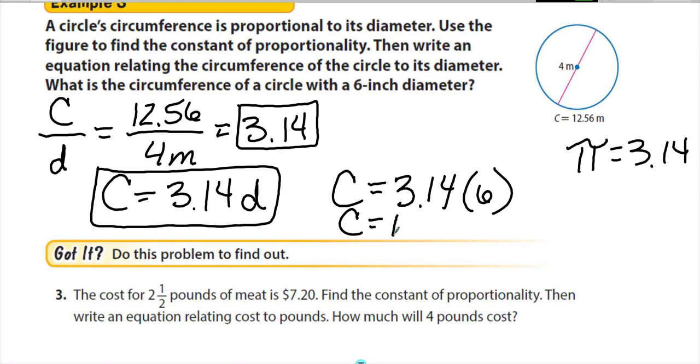18.84. And it is in inches, so this would be inches right here. So this is my other answer. We're going to have multiple answers for some of these. All right, number 3, the Got It question. Let's try that one. Go ahead and pause it and try it on your own.